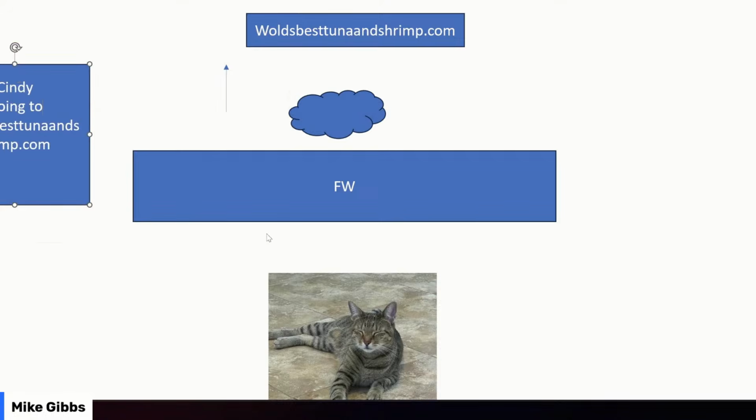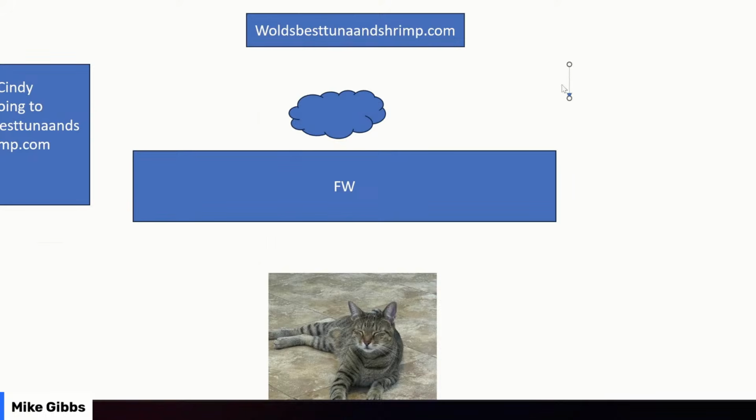So Cindy is going to worldsgreatesttunaandshrimp.com. The firewall keeps track of this, which is called state. Now the website responds, it goes through the internet, hits the firewall, and the firewall says, well, yes, Cindy was going to worldsgreatesttuna.com, so let her traffic come back, because the firewall kept state.